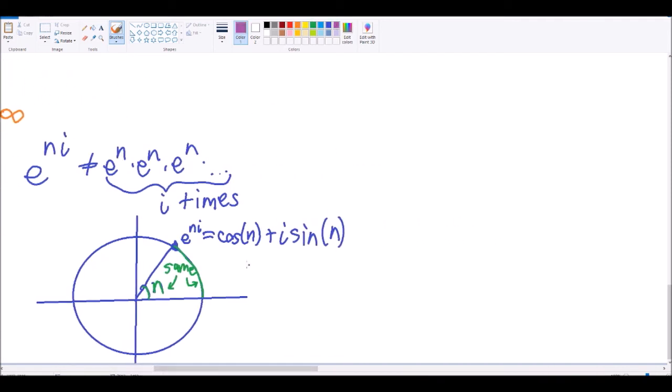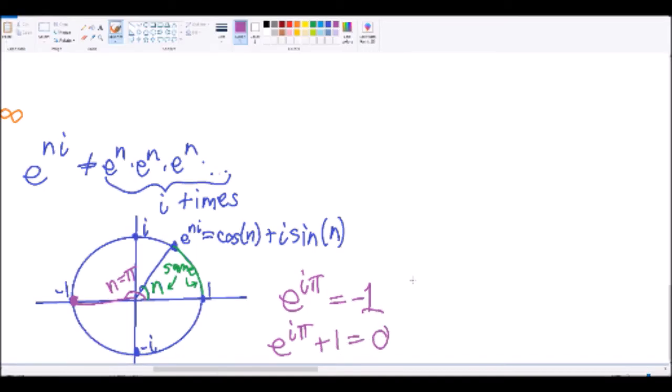If we looked at a specific case where n equals pi, we get what is often considered the most beautiful equation in all of math. e to the i times pi equals -1. And if you wanted to make it cooler, turn it into e to the i times pi plus 1 equals 0. And the reason this is so beautiful is it combines 5 of the most useful numbers in all of math, e, i, pi, 1, and 0, into one simple-looking equation.